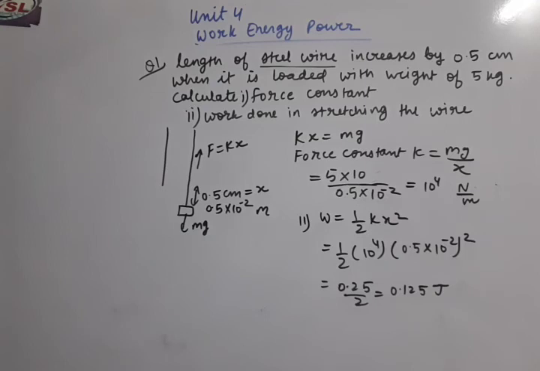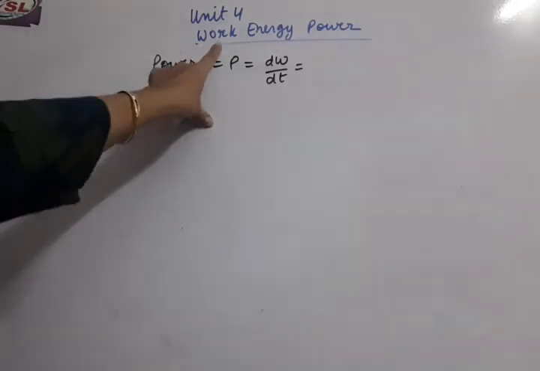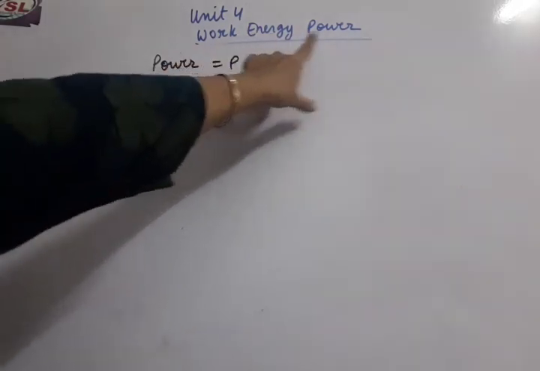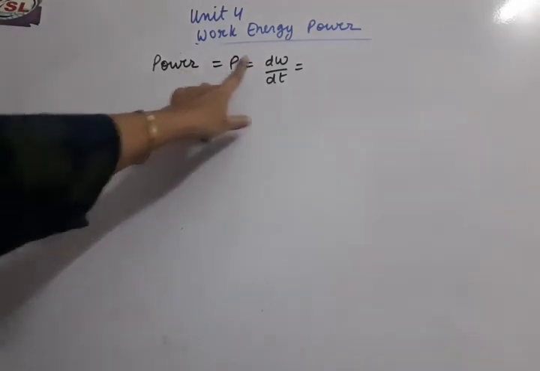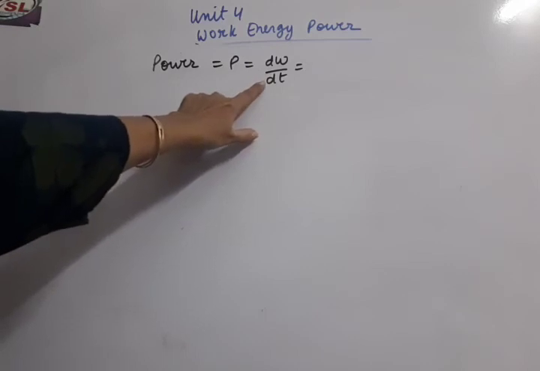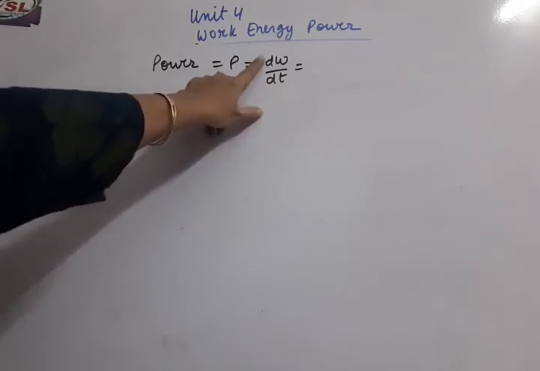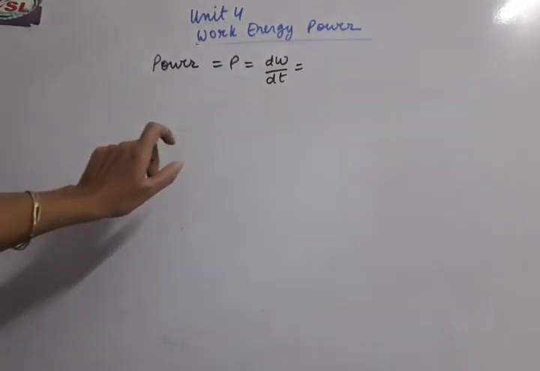Okay. Now let us proceed to the power formula. Okay students, now work is completed, energy is completed, we need to understand power. So very simple, power means rate of change of work. Rate means divided by time and change of work means dW. So P equal to dW by dt.